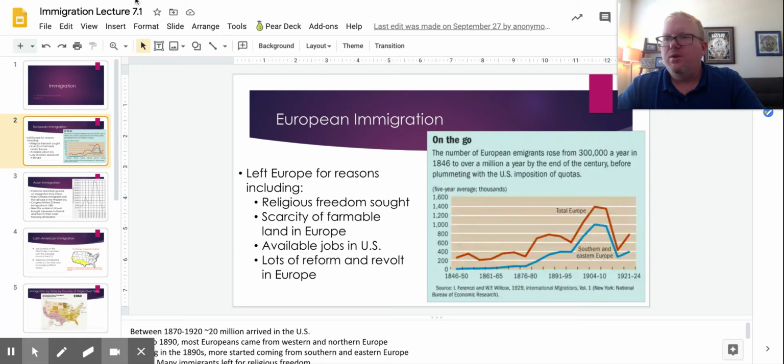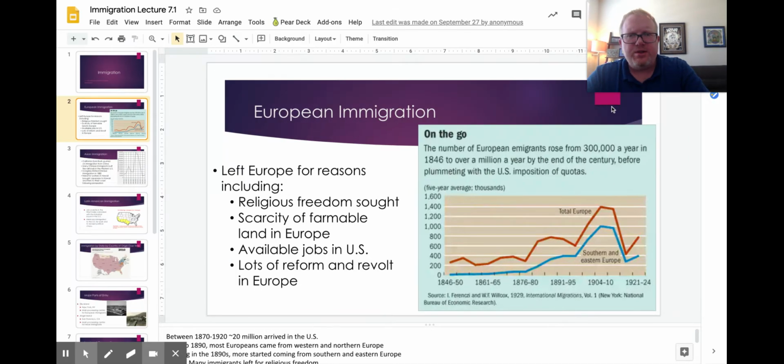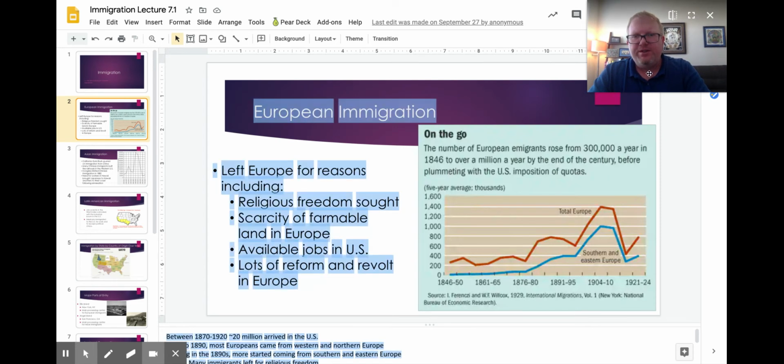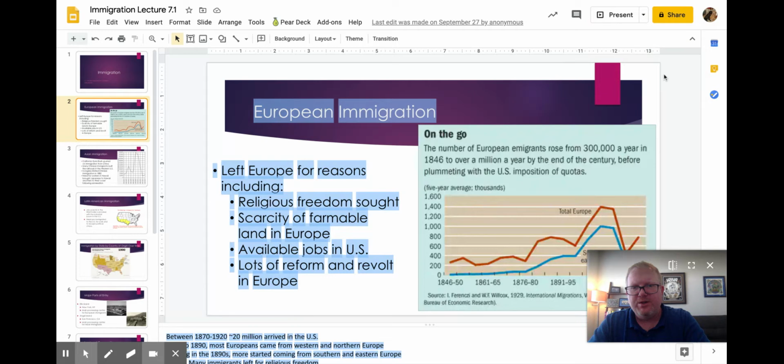All right. And so the blue line, as I was saying, was the Southern and Eastern Europeans, whereas the red line was the total. And you see when it spiked in the 1890s, it started really going up until about 1920. That was when the Southern and Eastern European immigration boom was going on. So very much influenced. The whole boom of immigration was from Eastern and Southern Europe.